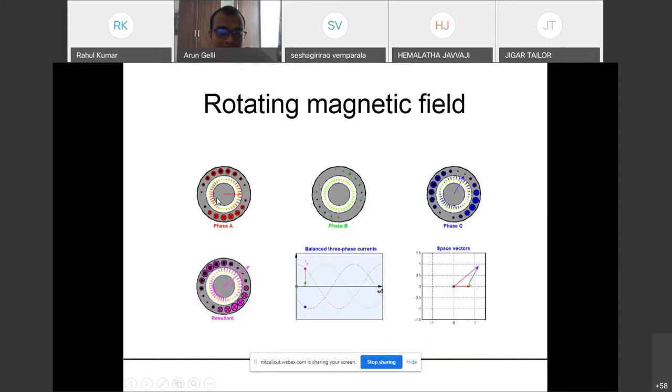The animation over here shows phase A, phase B, phase C currents. As you can see, they are 120 degrees phase shifted. And as a result, the field will be rotating in the stator. This is the one that will help to induce the magnetic field, and the interaction between the rotor magnetic field and the stator magnetic field.